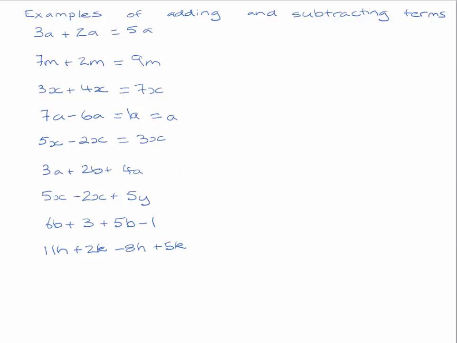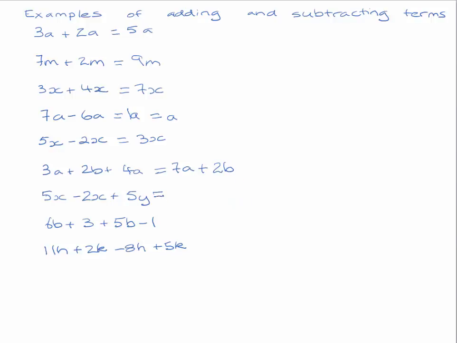3A plus 2B plus 4A. Now here we have a situation where not all of the terms are like. We have 2 terms, a 3A and a 4A, that have A as the pronumeral, and we have 1 term, 2B, that has a different pronumeral. So that 2B is not a like term. So 3A plus 4A we can add those two together because they are like terms, and that will give us 7A, and then the 2B has to stay by itself. So 3A plus 2B plus 4A is 7A plus 2B.